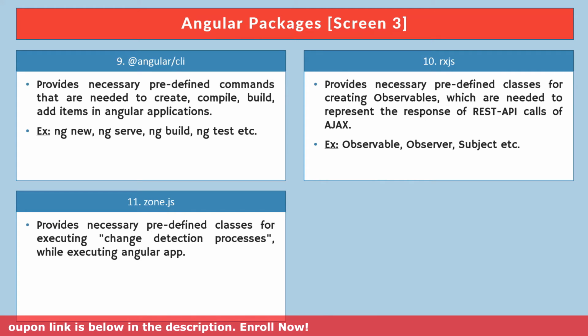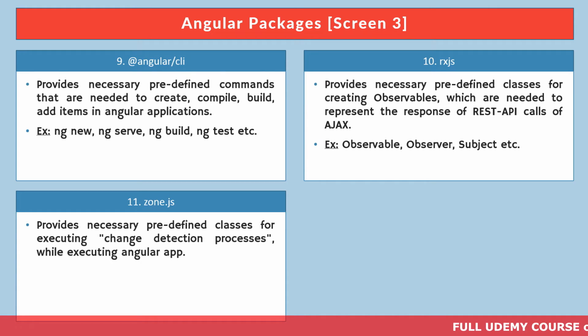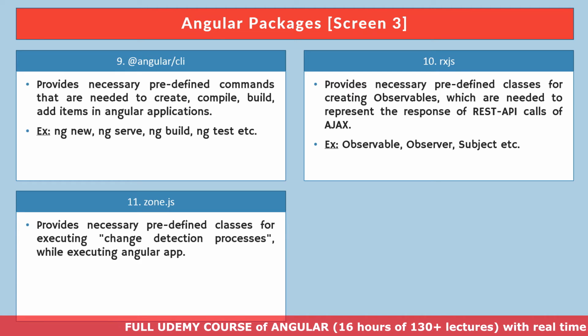The tenth package is RxJS. This package provides a set of predefined classes for creating observables. The observable data represents the response received from REST API calls. For example, if you receive a set of employees from the database server, it is represented as observable of Employee class.